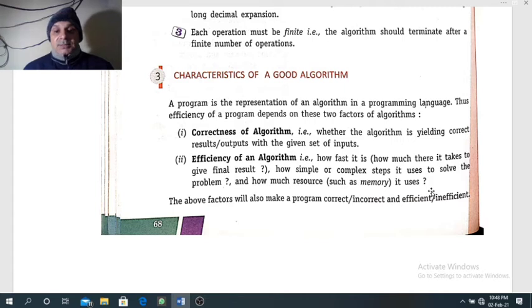How fast it is, that is how much time it takes to solve a problem, and how simple or complex steps it uses to solve the problem, and how much resource, that is how much memory is required for the algorithm. So if we require less memory, if we need less time to solve a problem, and if we are using simple steps to design the algorithm, then we can say our algorithm is efficient.